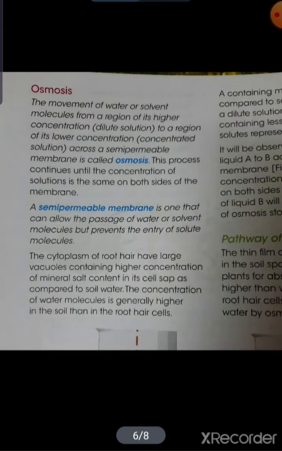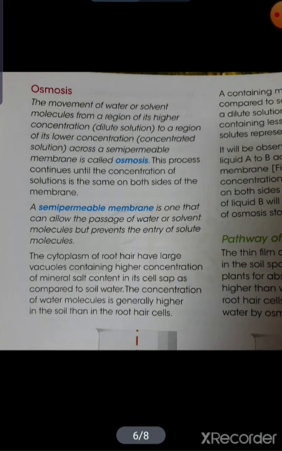Next process is osmosis. That is also the transport or movement of water molecules, or solvent molecules. In diffusion it is the solute molecule, and in osmosis it is the solvent molecule. So it is the movement of water or the solvent molecules from a region of its higher concentration to a region of its lower concentration across a semi-permeable membrane.